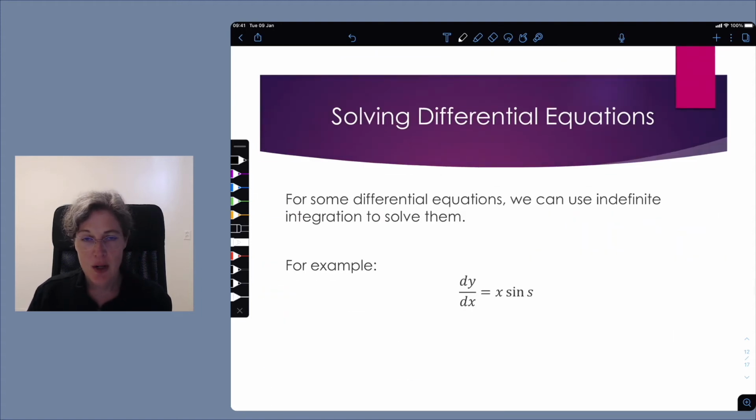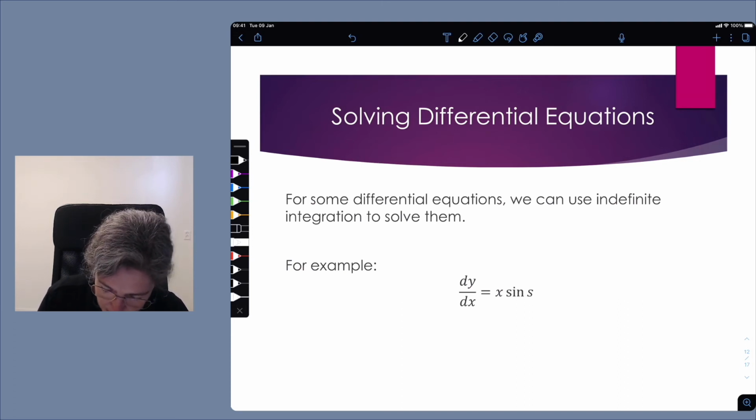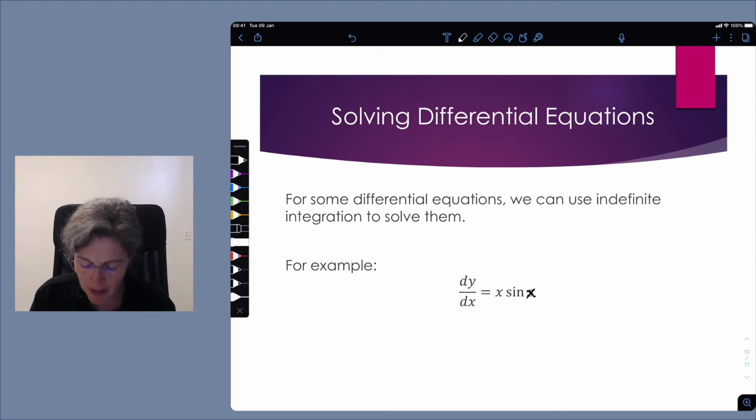Okay, so now we actually want to get down to the nitty-gritty of solving differential equations. Now, for some differential equations, we can just use indefinite integration to solve them. So if we have a look at this one, which should not have an s, that should have an x. If we want to solve this, we're going to integrate both sides. Let's see what happens.